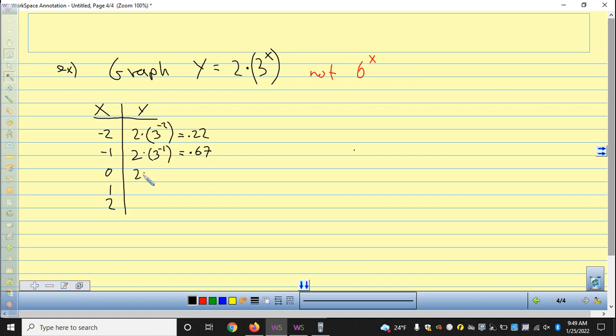Here we get 2 times 3 to the 0. We can do this one without a calculator. What's 3 to the 0? 1. So we just get 2 times 1, which is 2. Here we get 2 times 3 to the 1. We can do that, right? 3 to the 1 is just 3. 2 times 3 is 6. And 2 times 3 squared. 3 squared is 9. 2 times 9 is 18. You can plug these in your calculator. You'll get the same answer.